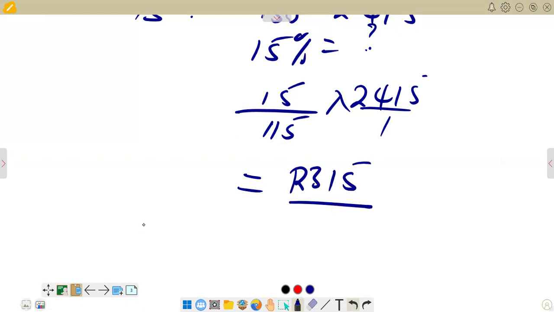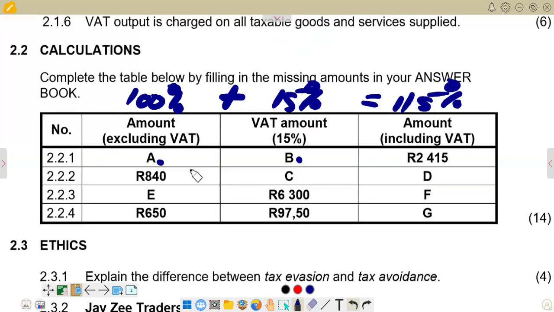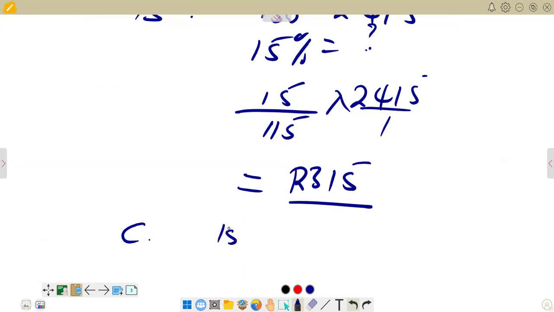Then we can move on to the next one, which is C. For C, we can use the same approach. We are given 840, so 840 is 100%, and the figure that we want for C is 15%. You can use that proportion, or simply, when you're given the amount excluding VAT and want to find the VAT amount given the percentage, you can just say 15% of 840, as simple as that. We can also use a proportion: 15 over 100 times 840 over 1.